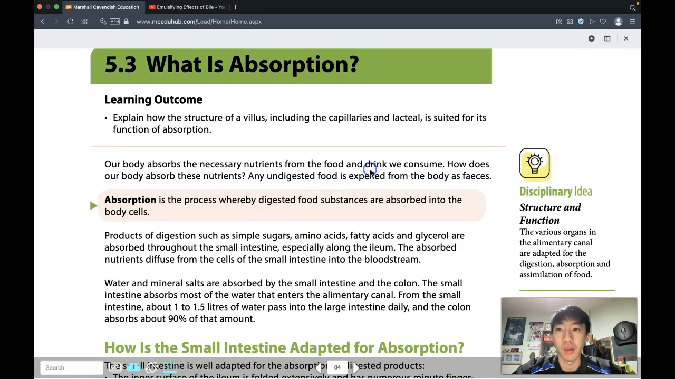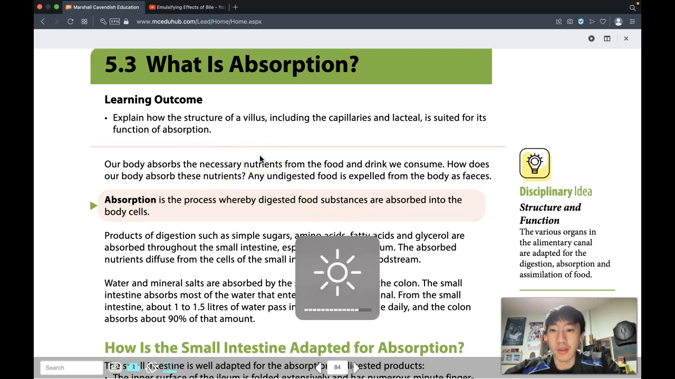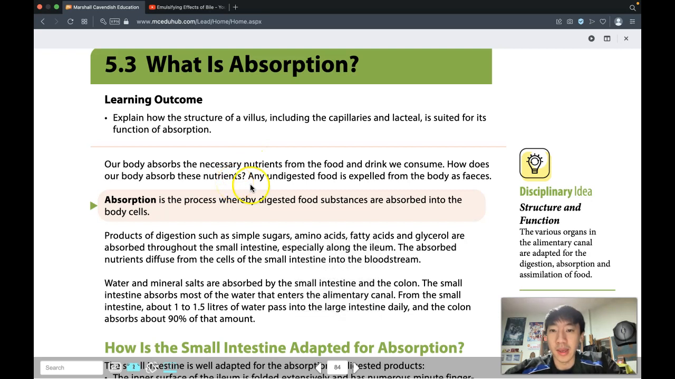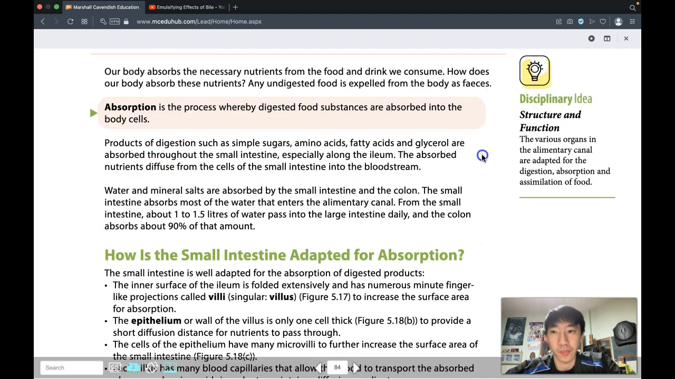Alright, now let's talk about what is absorption. Learning outcome: explain how the function of a villus, including the capillaries and lacteal, is suited for its function of absorption. So our body absorbs the necessary nutrients from the food and drink we consume. How does our body absorb these nutrients? Any undigested food is expelled from the body as feces. So absorption is the process whereby digested food substances are absorbed into the body cells.